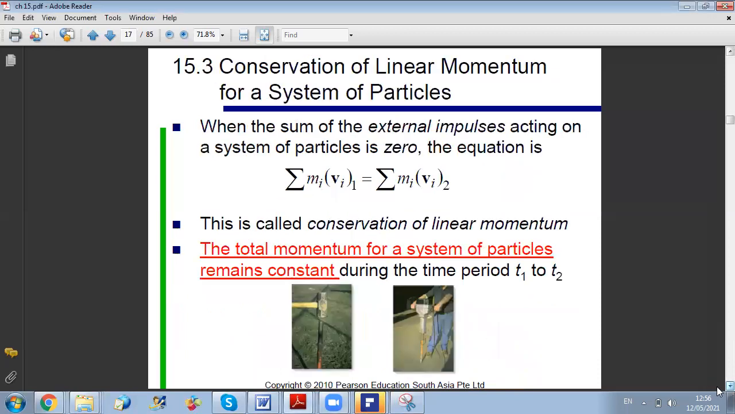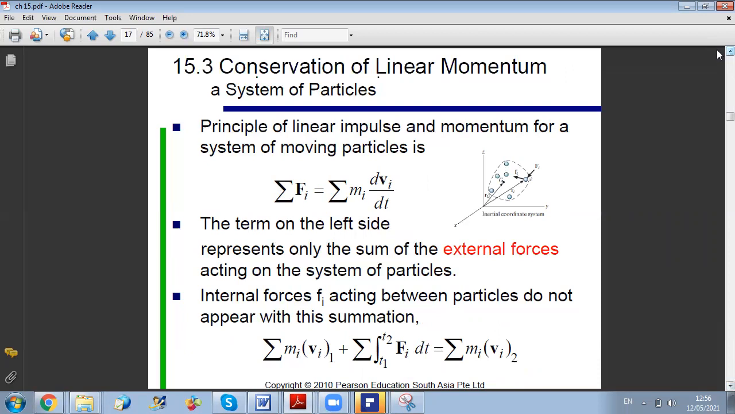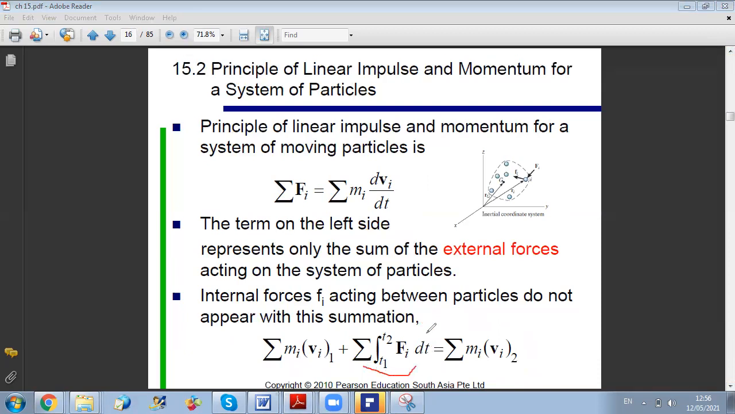Let us see in particular how to use this. In most applications, what will happen is that the summation of external impulses is 0. So we will obtain an interesting result, because when we take a system of particles such that the sum of external impulses is 0, then we can say we have conservation of linear momentum for the system.